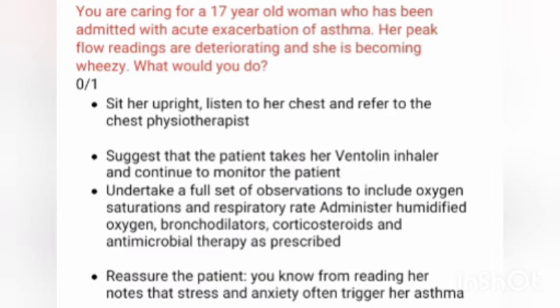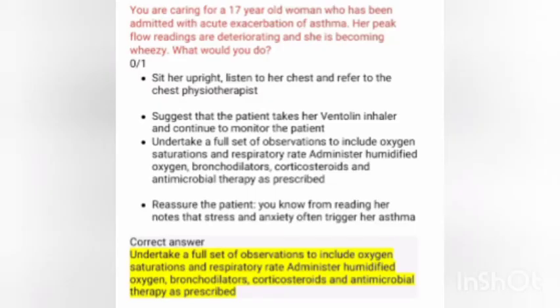Option C. Undertake full set of observations to include oxygen saturations and respiratory rate, administer humidified oxygen, bronchodilators, corticosteroids, and antimicrobial therapy as prescribed. Option D. Reassure the patient. You know from her notes that stress and anxiety often trigger her asthma. The correct option is, as you can see, option C. Undertake a full set of observations.